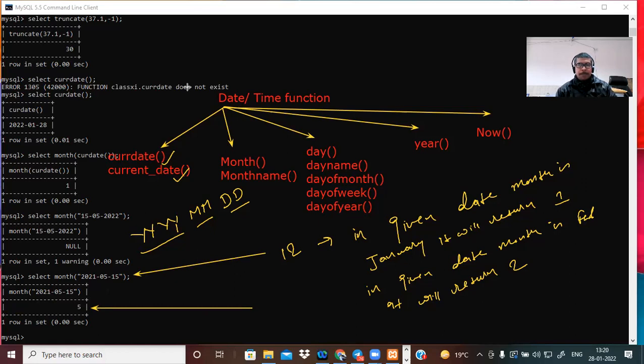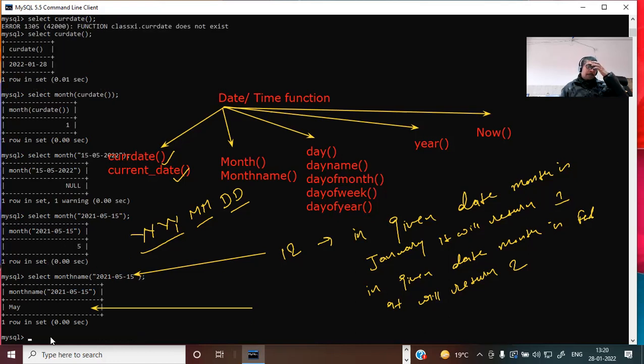If instead we write month name, it will write the name of the fifth month. Select month name of 2021/05/15. It will return May. It is a very important question. You can see, May is returned here. Remaining we will deal with tomorrow.